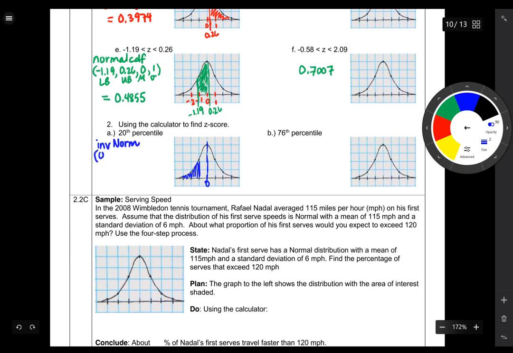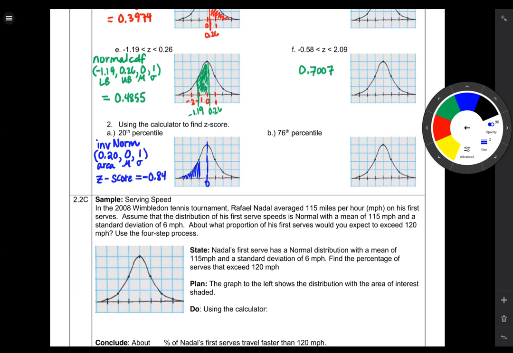Your area is 0.20 because they're 20th percentile. That's your area. Your mean is 0 and your standard deviation is 1. And that will give you a z-score. Once you hit enter, it'll give you a z-score of -0.84.